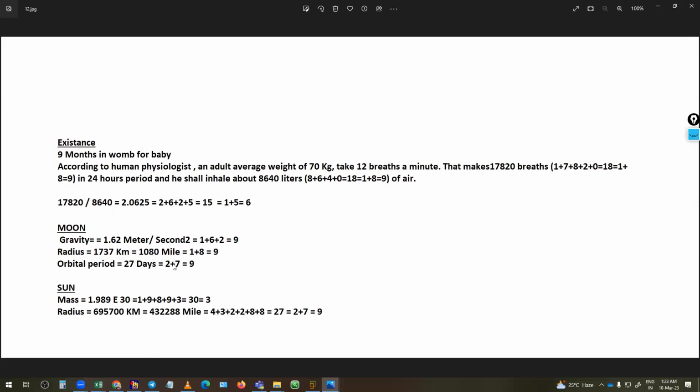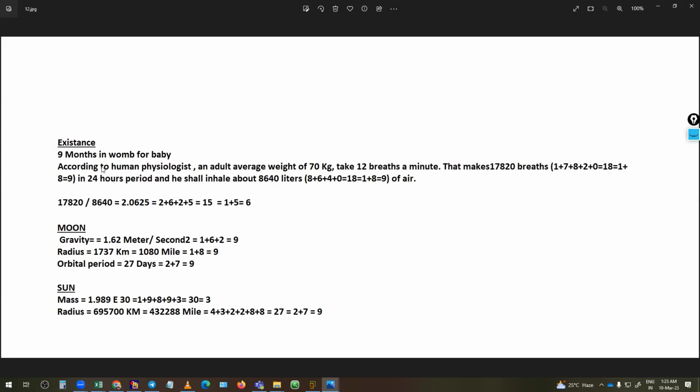We will use the mile, not the kilometer. There is a certain reason why we use the mile. Orbital period of the moon, 27 days, equals 9. For the sun, mass is 1.989 e to the power 30, which again sums to 3. Radius, 695,700 kilometers or 432,288 miles, equals 9.